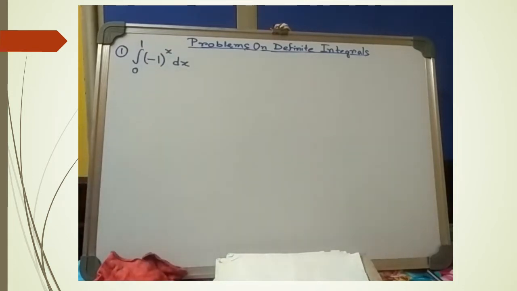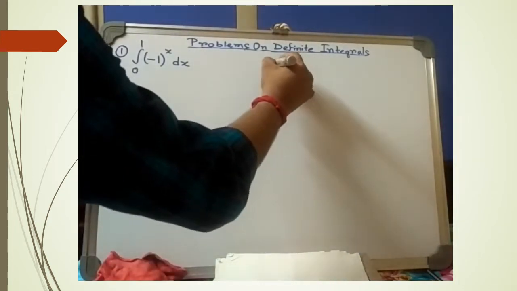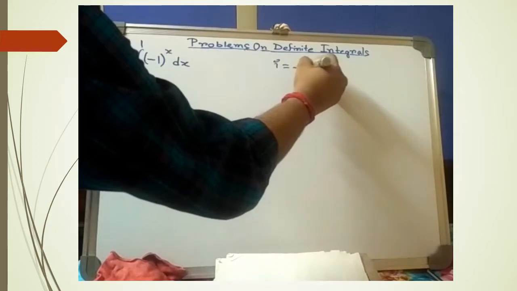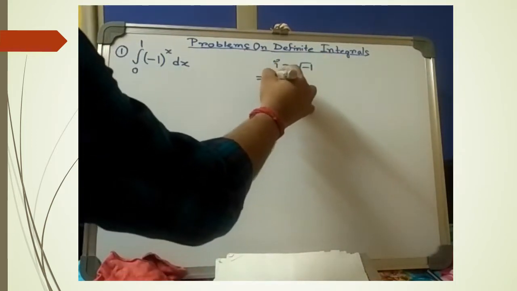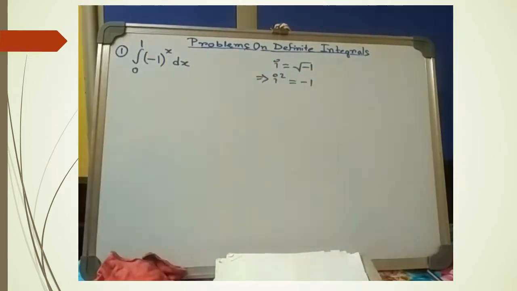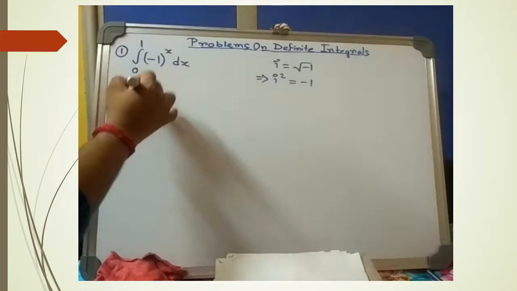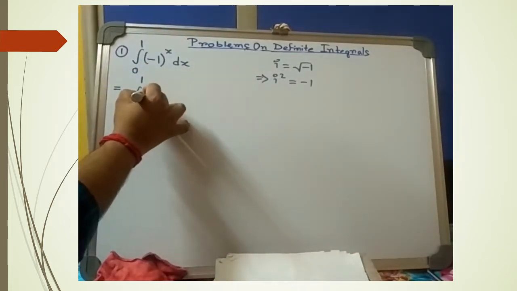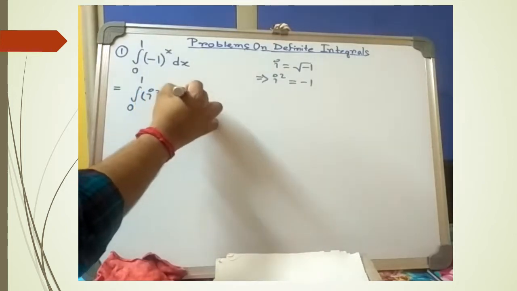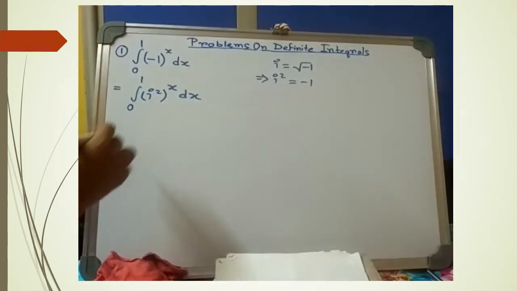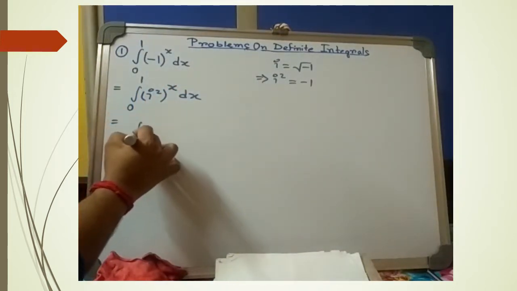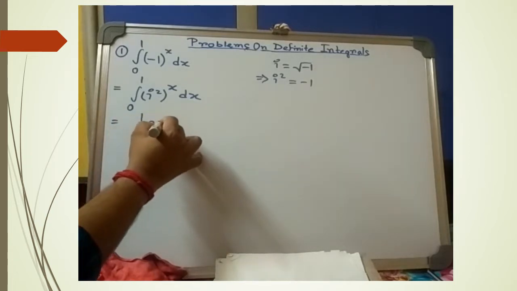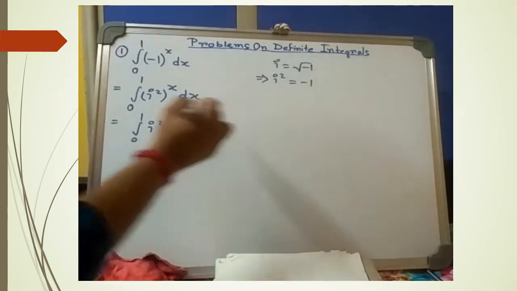We know from complex numbers that i equals root under minus 1, which implies i square equals minus 1. So here we replace it. This equals the integration 0 to 1 of (i square) whole to the power x dx. This equals the integral 0 to 1 of i to the power 2x dx.